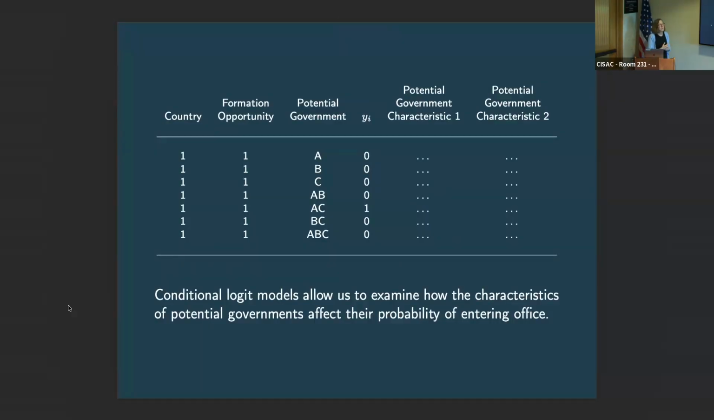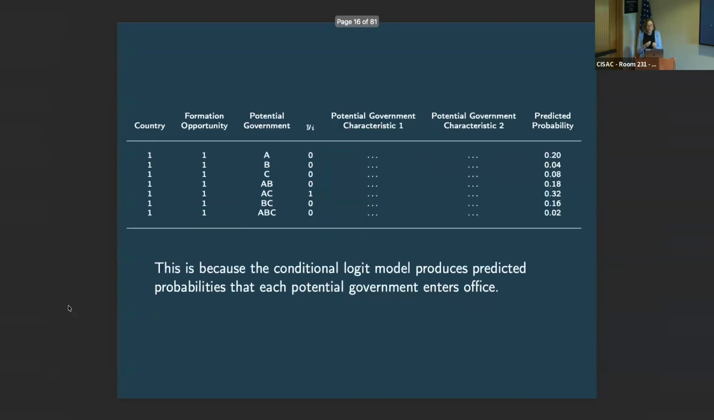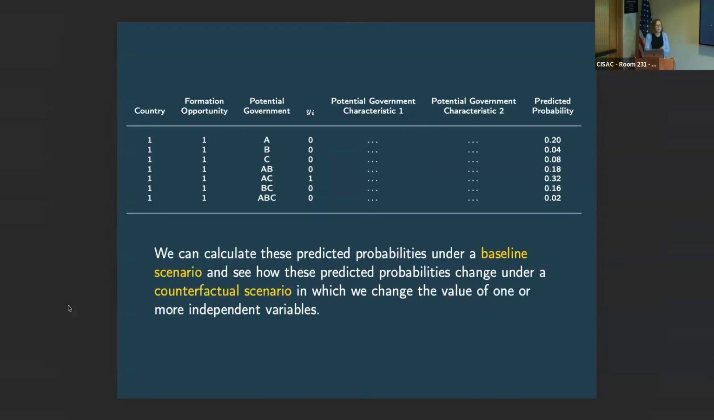And we can examine with this approach how the characteristics of potential governments affect their likelihood of getting into office. And we can do this because it produces predicted probabilities of each potential government. And at that point, you can do sort of a standard baseline scenario and compare it to a counterfactual scenario. So we could see, for example, a potential government that has minority status. Like, how much more likely is it to get into government if it's a majority government?